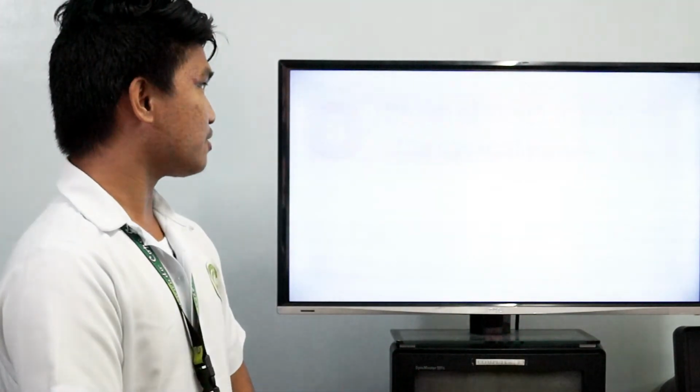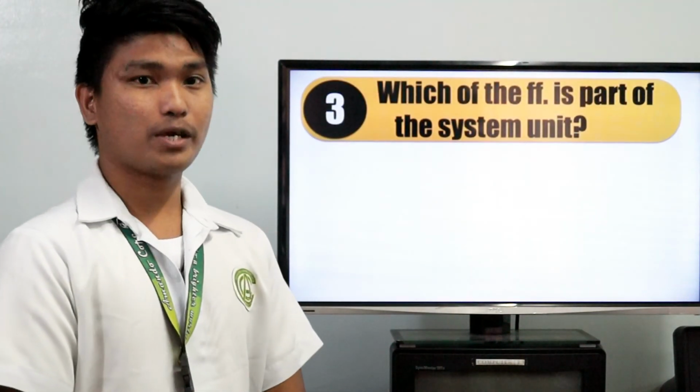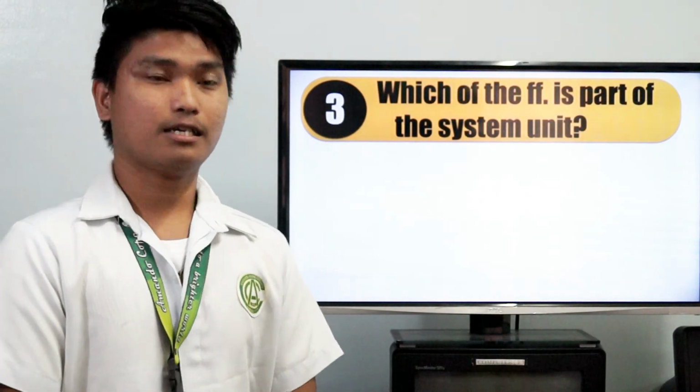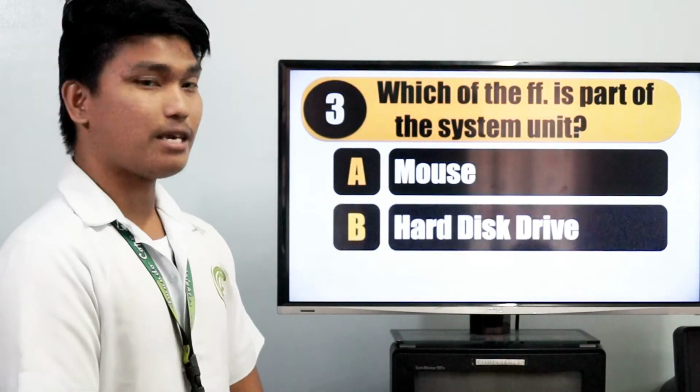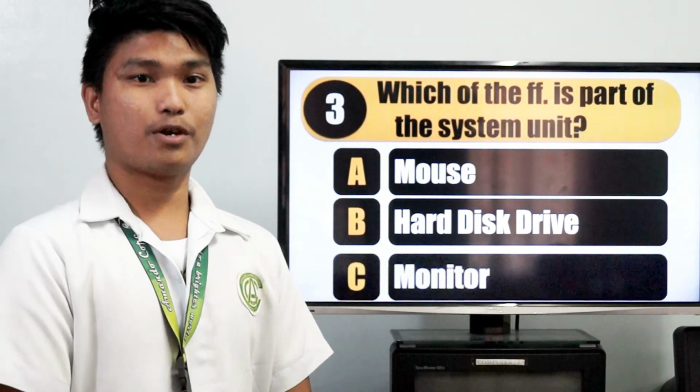Let's come now to the last question. Which of the following is part of the system unit? Is it A, mouse, B, hard disk, or C, monitor?